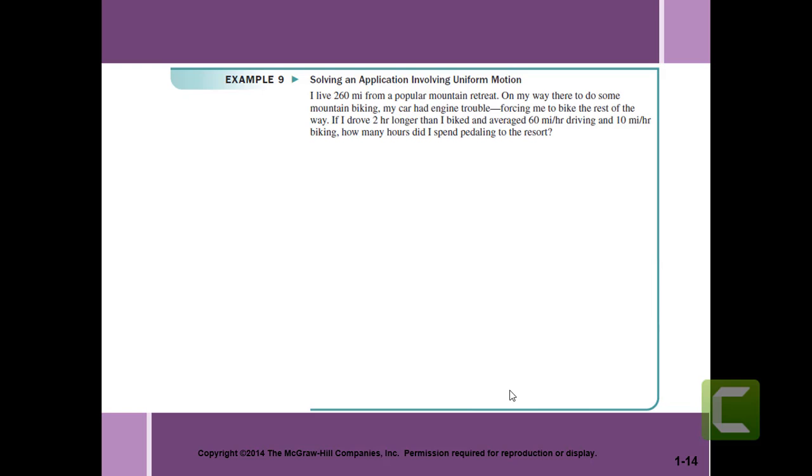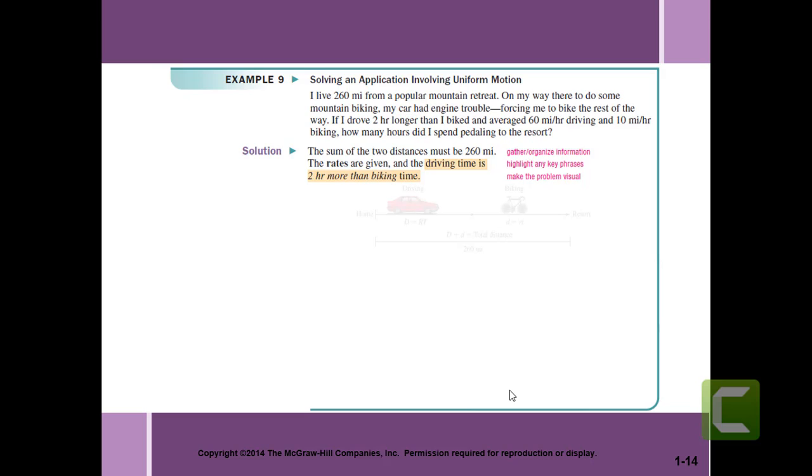let's write out the information that they give us that we just went over. Okay, so the sum of the two distances, the distance that I traveled while biking and the distance that I traveled in the car, have to add up to what? The 260 miles. Okay. The rates are given too, so the rates of how fast I was going are given. And the driving time is 2 hours more than the biking time. Okay, so that's the important information.